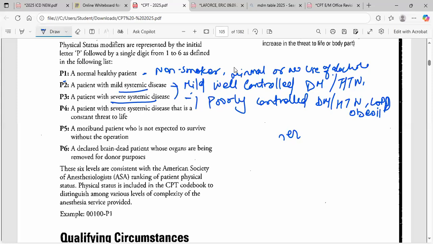Obesity. So if any patient has these types of conditions, we are going to consider them under the severe systemic disease. So whenever a patient is having substantive functional limitations due to the severe diseases, if there is any functional limitation due to that disease, we are going to consider it a severe systemic disease.